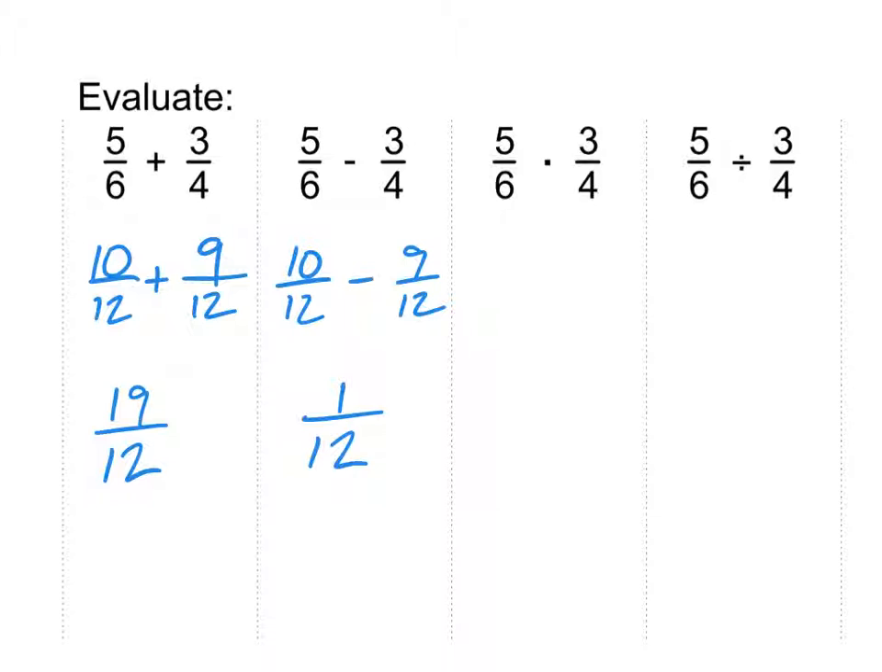All right, next one. We're going to multiply these two fractions. When multiplying fractions, remember we multiply straight across the top and straight across the bottom. And so I could go ahead and go straight to 15 over 24. But you'll notice that reduces. So we're going to go ahead and reduce that. I can divide both 15 and 24 by 3. And so that's going to give me 5 over 8.